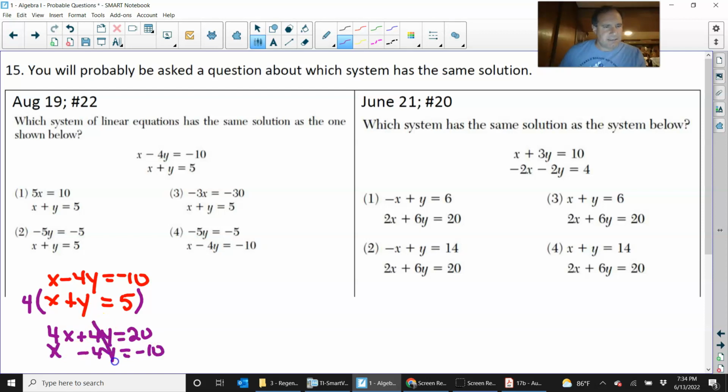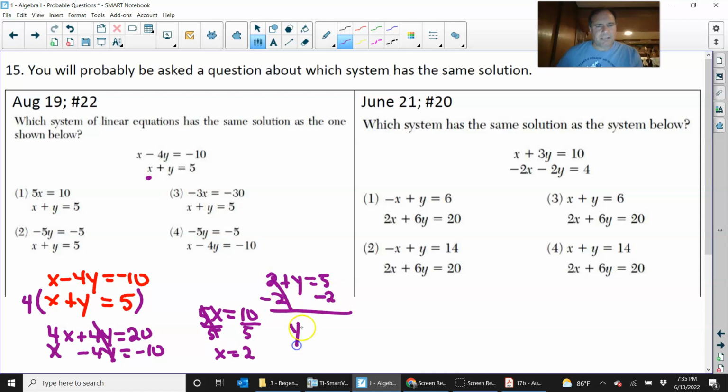And let's see if I can get this canceling out. The 4x plus the x is 5x equals 10. And then 5 divided by 5, x equals 2. Now I'm going to substitute this 2 into the original equation, because it's easier. So we have 2 as the x right here, plus y equals 5. You minus 2 on both sides, and you get y equals 3. So x equals 2, y equals 3.